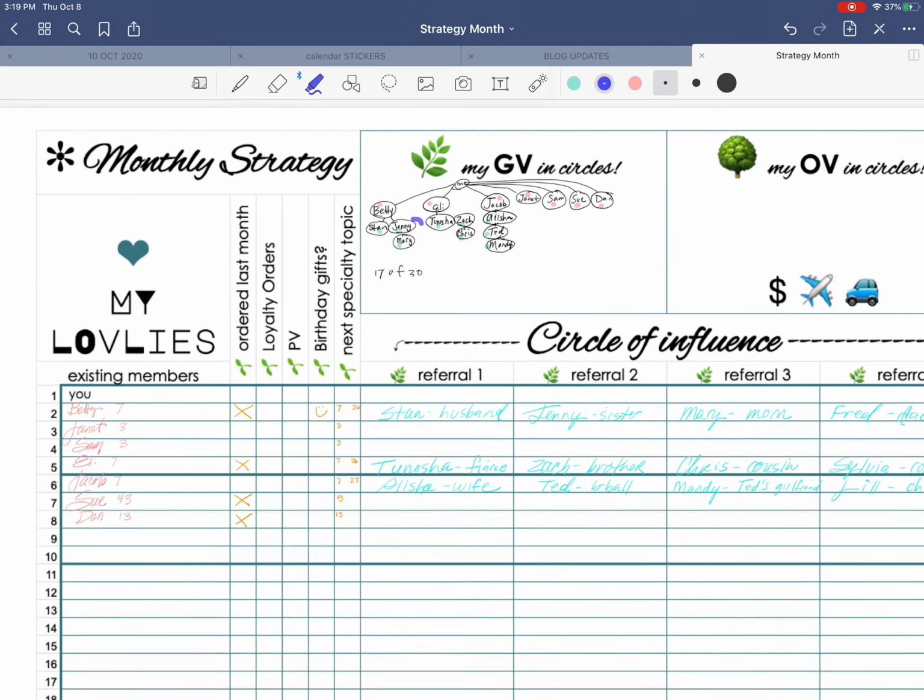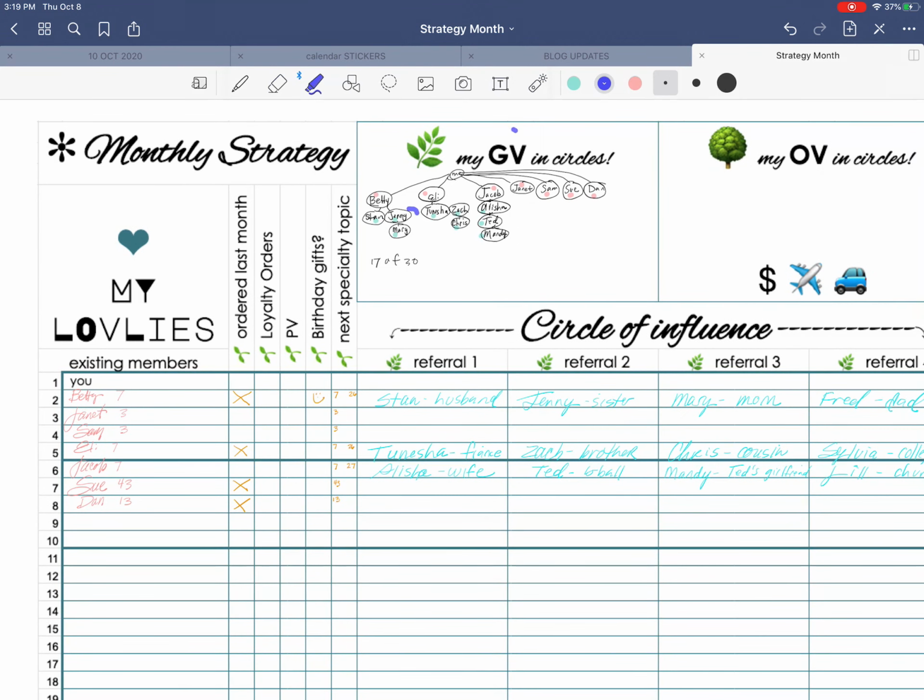Oh yeah, up at the top of your monthly strategy sheet, you're going to see the group volume in circles. And you can see here that just by having these people right here getting introduced to Shaklee and creating their circle of influence, the group is large. Look how large that is. That's 17 of 30. And so this is about a 1,500 to 1,700 group. It could even be a 2,000 group volume right there. That's a beautiful group.